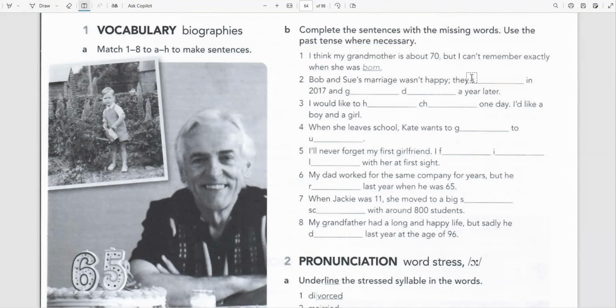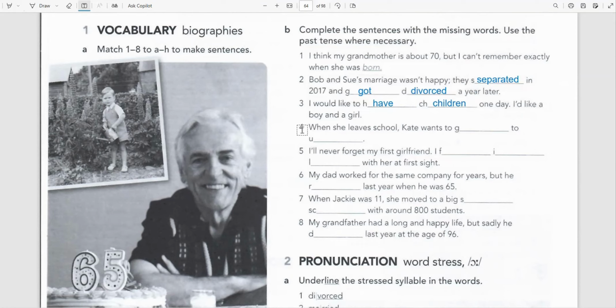They, S, the word starts with S, in 2017, a year later, G and D. So that's about a not happy marriage. So this word must be separated, right? S, separated. Okay. And then G and D, that will be got divorced. Got divorced. Okay, guys. So number 3, I would like to, H and CH, one day, I'd like a boy and girl. So that's about having children. So I would like to have children.